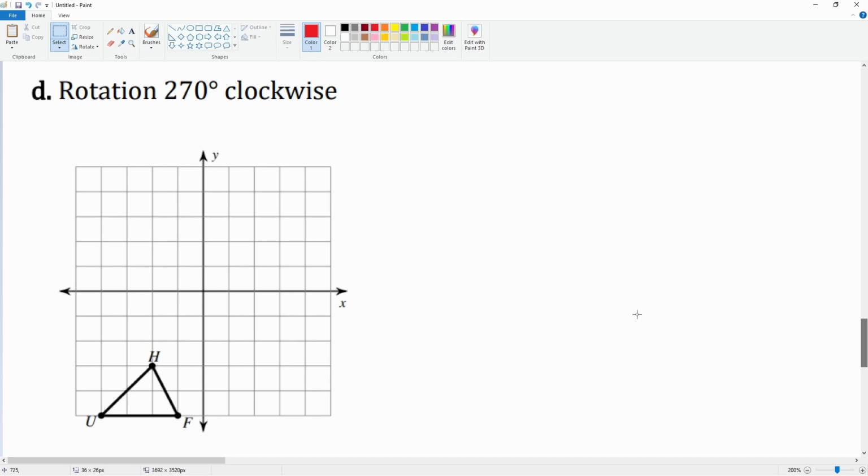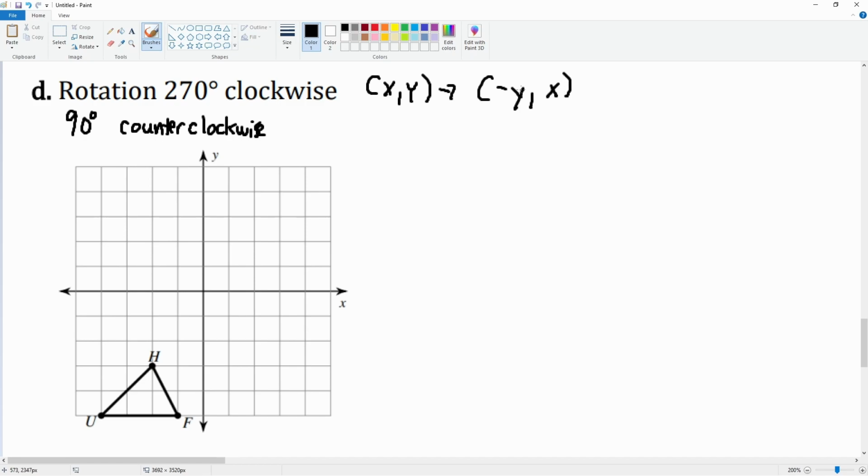And D, 270 clockwise. 270 clockwise is the same rule as the 90 counterclockwise, okay? And the rule for this one is x comma y. This is when we switch the values and then the original y changes signs.